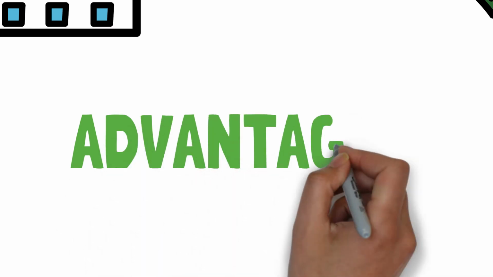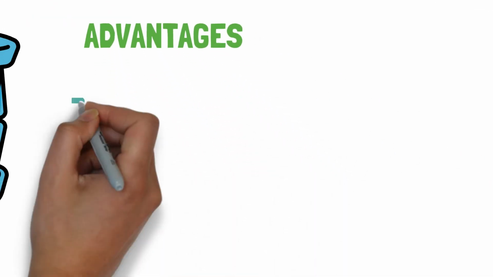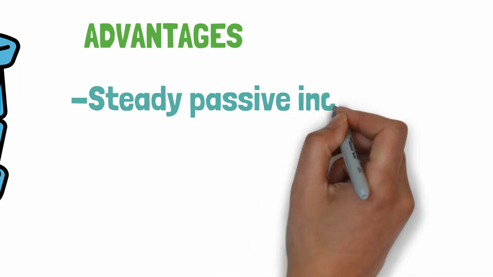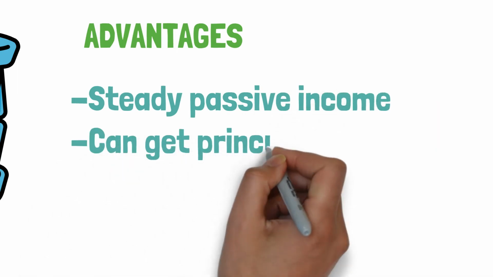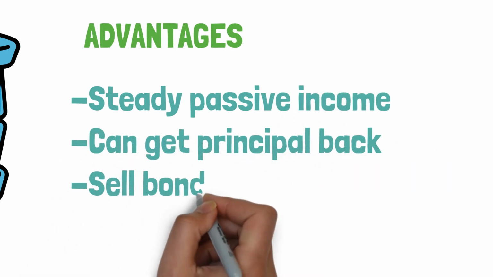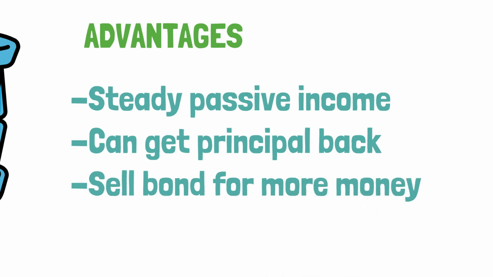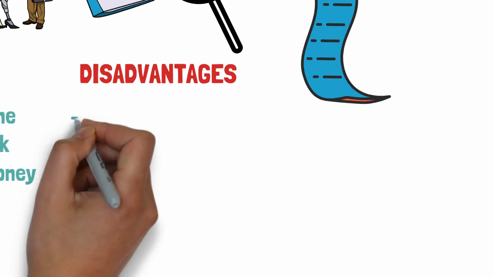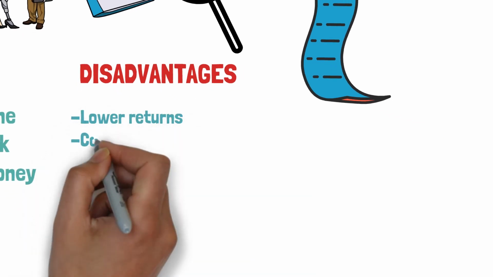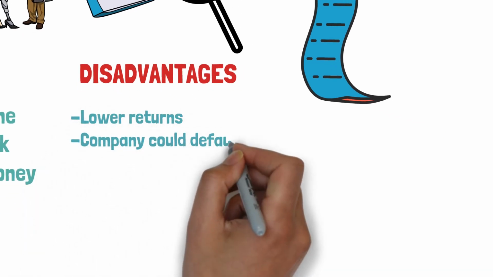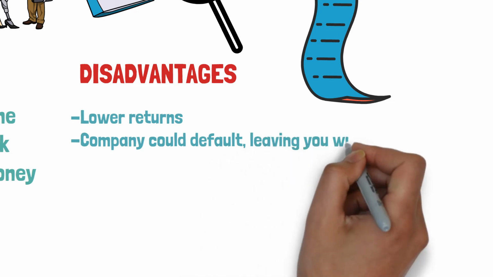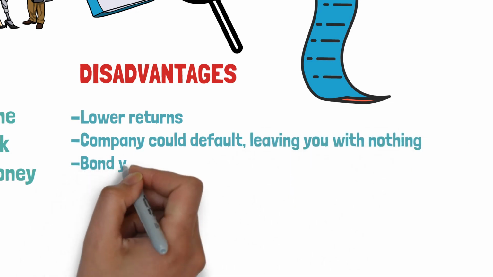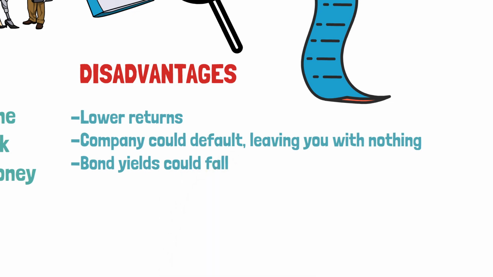Now for the advantages and disadvantages of bonds. You can receive steady passive income by holding bonds and can get your principal back at the maturity date, and you stand to profit if you can sell the bond for a higher price than you purchased it for. The disadvantages include the fact that bonds give lower returns and interest rates than standard stocks like the S&P 500, and the company you got the bond from can default on your loan if they run out of money, and bond yields could fall, leading to losing money in the long term.